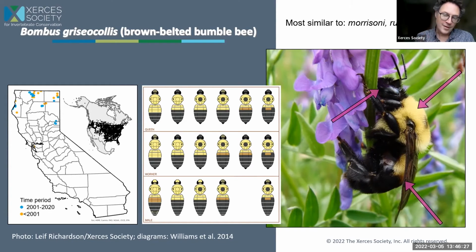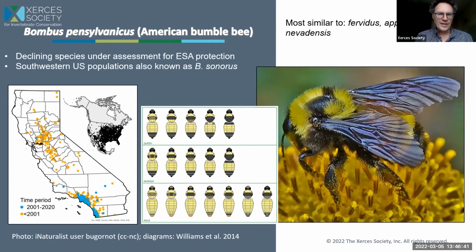It has a short cheek, so the malar space ratio is less than 1. This is a very common species where it occurs. It's an increasing species in the East. It is probably secure in California also, but we will find out. At least one more in this group, and this is an important one for us.